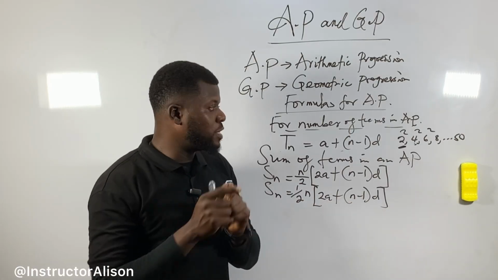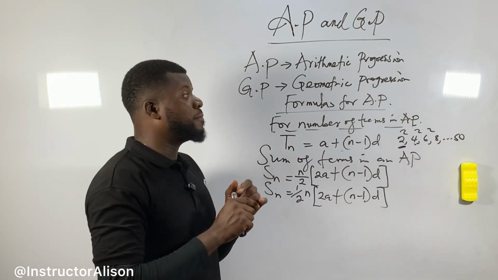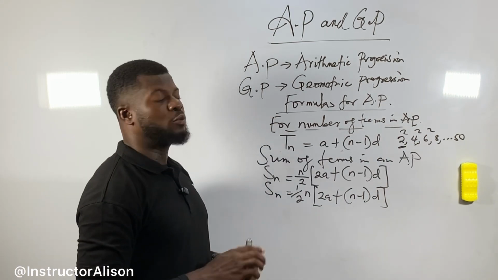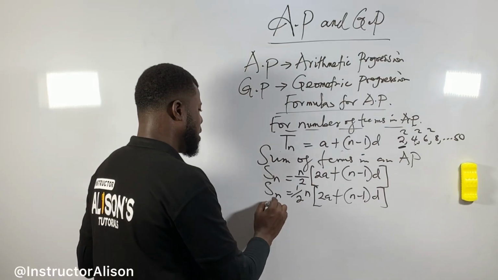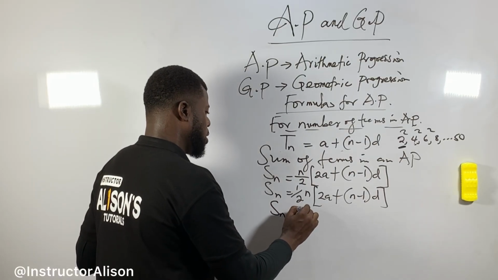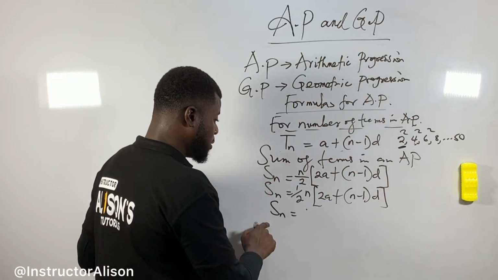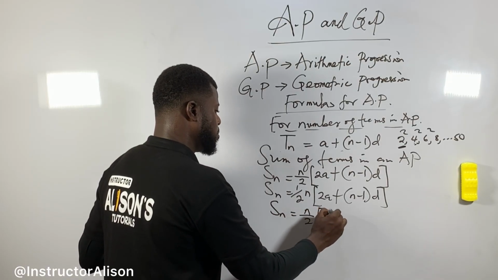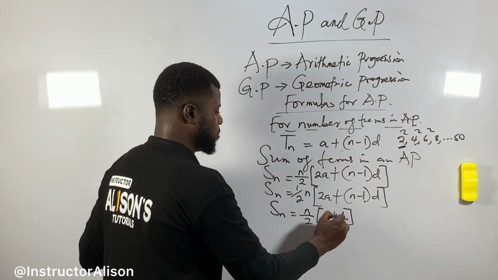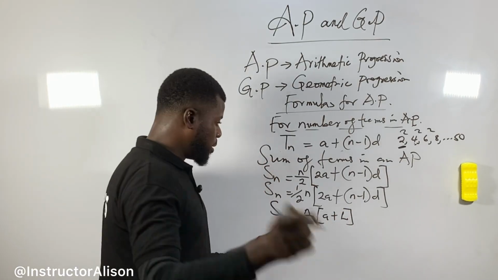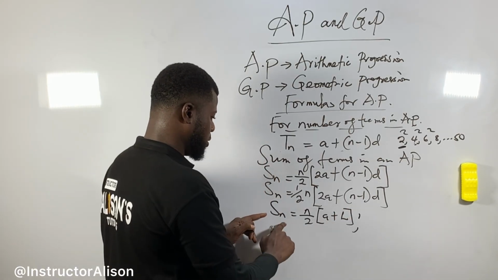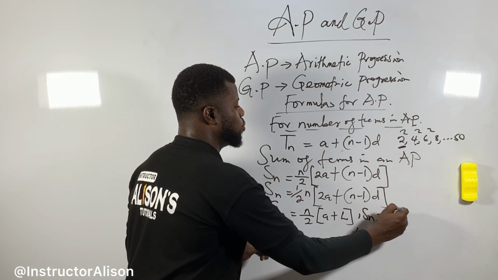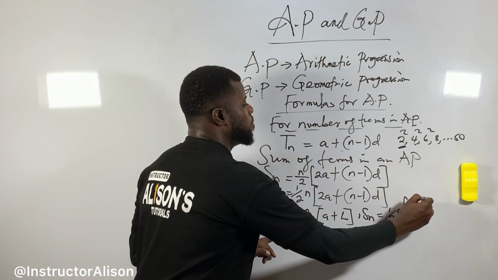But if the question comes in a way that they don't give you the first term, they can still give you the last term to find the sum of terms. Don't worry yourself, just use this formula: S subscript n equals n over 2 into A plus L. Some textbooks will still put it, instead of n over 2, as S subscript n equals 1 over 2 n into A plus L.